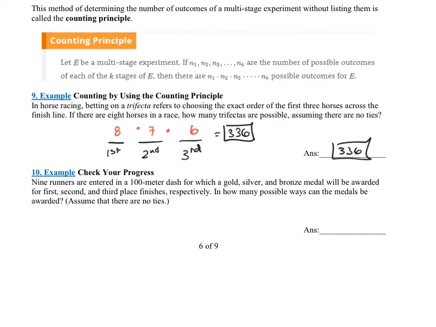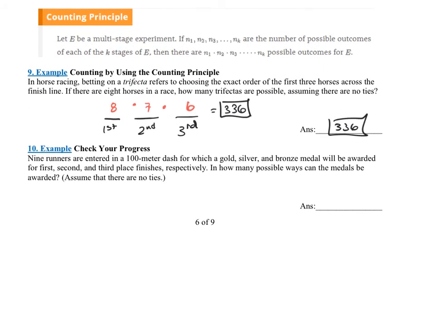Let's read example 10. It says 9 runners are entered in a 100-meter dash for which a gold, silver, and bronze medal will be awarded for first, second, and third places, respectively. How many possible ways can the medals be awarded? Again, here we think about what choices we are making. Well, we're making a first place, second place, and a third place choice. That's gold, silver, and bronze.